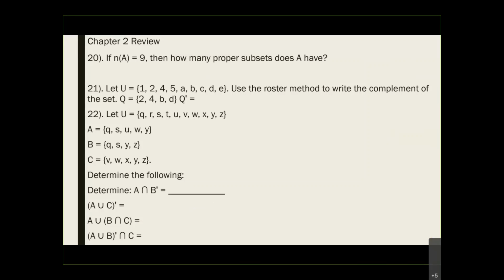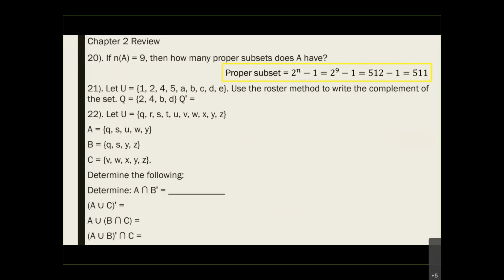Looking at number 20, they ask you, if n of A is equal to 9, what is n of A? Reminder, n of A means how many elements are inside A, which in this case is 9 elements in A. They ask you how many proper subsets. Reminder, to find the number of proper subsets, we need to find the number of subsets, which is 2 to the n minus 1. And again, whoever asks why minus 1, remember 1 is the actual set, right? For a proper subset, the 2 sets cannot be equal to each other. So in this case, we have 9, which is 2 to the 9th power, which gives me 512. 512 minus 1, we will have 511 proper subsets.